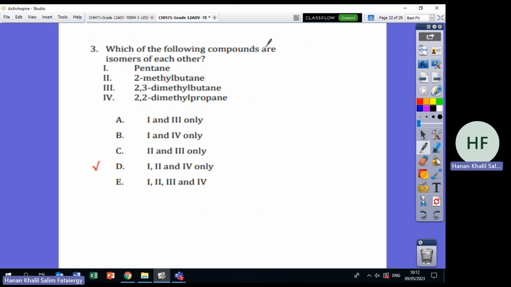Which of the following compounds are isomers of each other? How do we know if they are isomers? We have to draw. Okay, and then we have to see the molecular formula. Those that have the same molecular formula are isomers. Let's start with pentane. Pentane is 5 C's. Okay, 3 H's, 2, 2, 2, and 3. So the formula is C5H12.